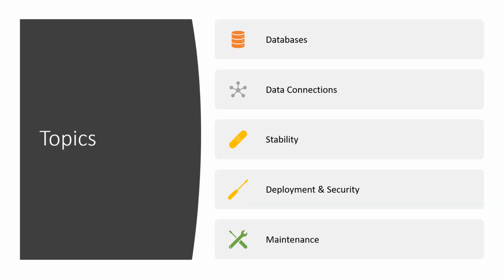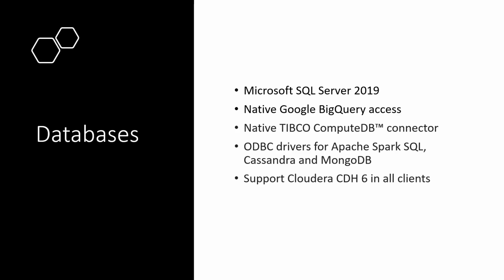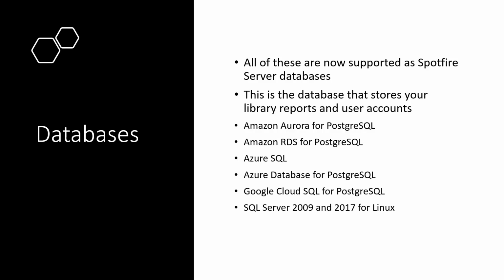security, and maintenance. Databases. Microsoft SQL Server 2019 is now supported, as is native Google BigQuery access. This doesn't require a connector and works even with large amounts of data. ODBC drivers for Apache Spark SQL, Cassandra and MongoDB are supported, and support for Cloudera CDH6 is available in all clients. All of the databases listed on this slide are now supported as your Spotfire server database, which contains your report library and user accounts.